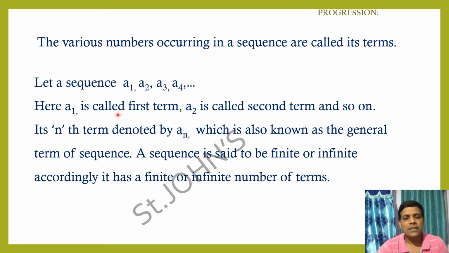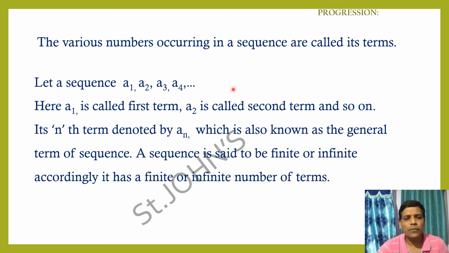So for example, the sequence 2, 4, 6, 8, 10, and so on. This is the even series. So 2 is the first term, 4 is the second term, 6 is the third term, 8 is the fourth term. Are you clear? So let us take a sequence A1, A2, A3, A4, and so on. Here A1 is called the first term, A2 the second term, A3 the third term, A4 the fourth term, and so on. Its nth term is denoted by AN, the last term.